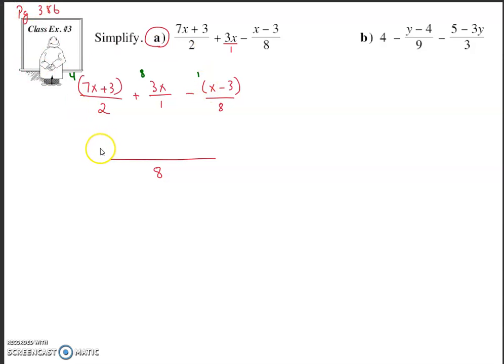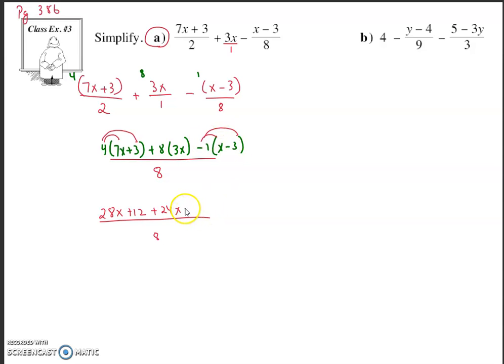So the numerator would be 4 times 7x plus 3 plus an 8 times 3x, and then -1 times x minus 3. Now we're going to open up our bracket and we will distribute the term outside. So this is 28x plus 12 plus 24x, and this negative gets distributed to make it -x plus 3.